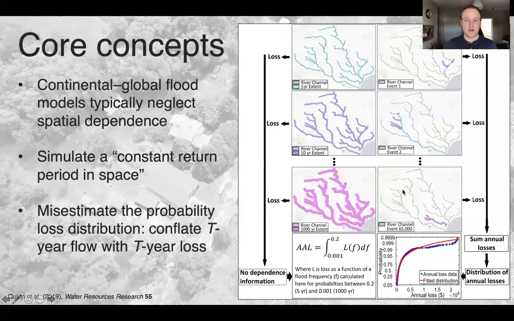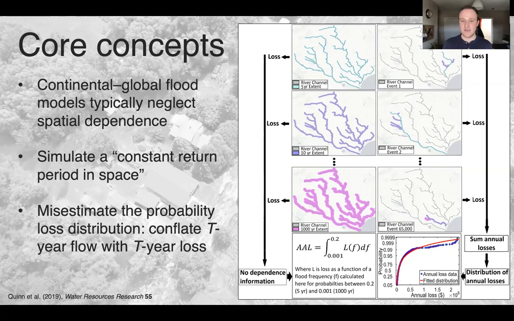Typical large-scale flood models generally do not represent spatial dependence, shown on the left-hand side of this schematic here. They simulate the same return period flood everywhere simultaneously. This obviously doesn't represent a real plausible flood event, and so the losses arising from, say, a 100-year flood everywhere are not truly a 100-year event. Such a phenomenon is incredibly less likely than one in 100 years, and depending on the scale we're working at, physically impossible. This means the probability loss curve will misestimate risk in the tails.